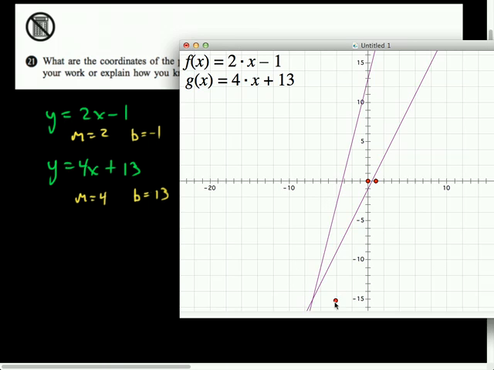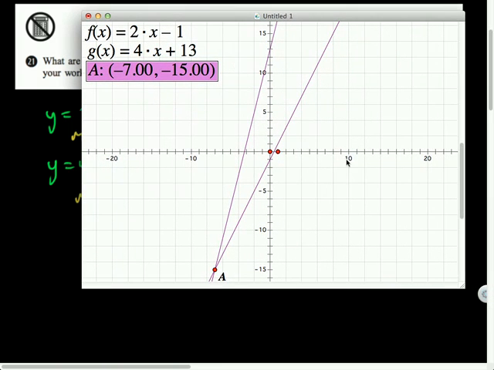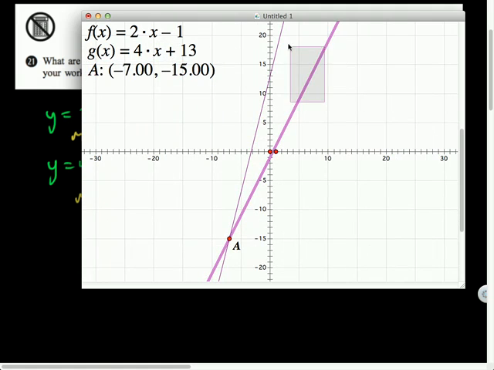occurs, let's see, yeah, it looks like that's where it is, and I can actually measure the coordinates. Bam, right there, -7, -15. Appears to be the case, right? Good stuff. So this is a graphical solution. Actually, let me even thicken up these lines a little bit. Line style medium.